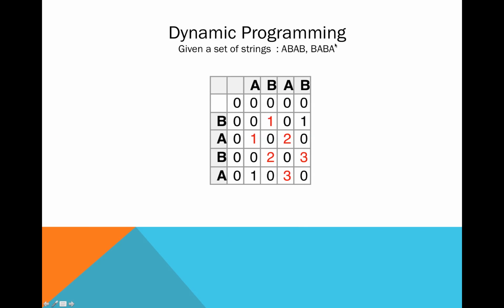In the case of dynamic programming, we can build this matrix for each pair of the input strings. In this case, we can see in the diagonals the longest common substrings, ABA and BAB.